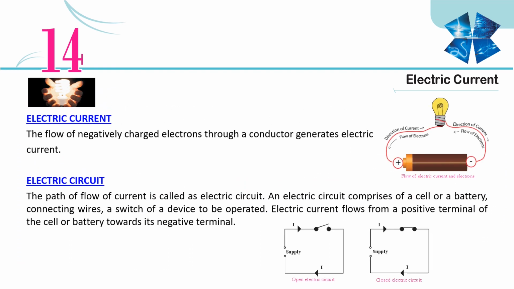Electric current. The flow of negatively charged electrons through a conductor generates electric current. Electric circuit. The path of flow of current is called an electric circuit. An electric circuit comprises a cell or a battery, connecting wires, a switch, and a device to be operated. Electric current flows from the positive terminal of the cell or battery towards its negative terminal.